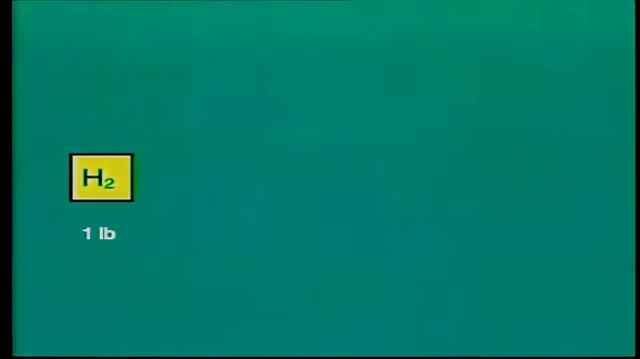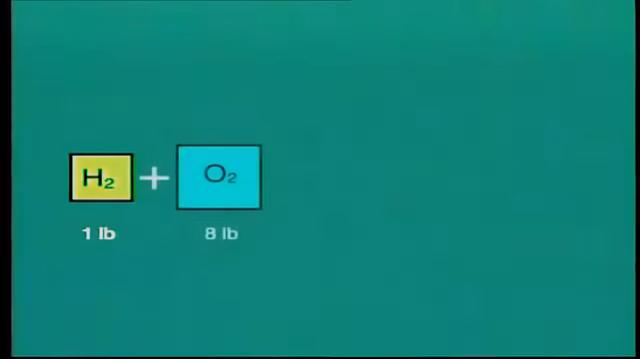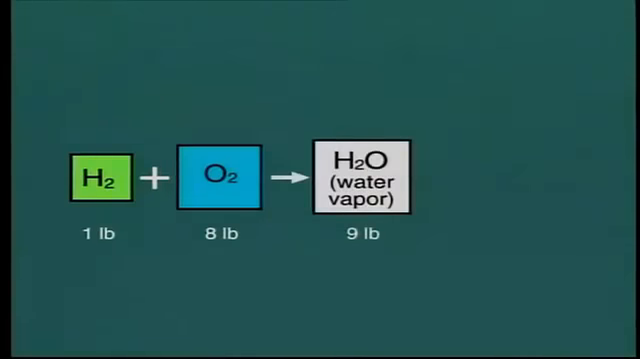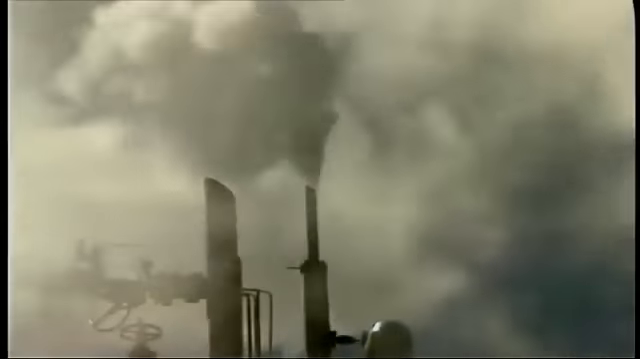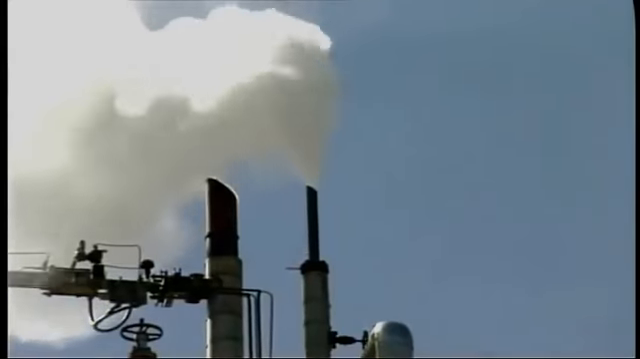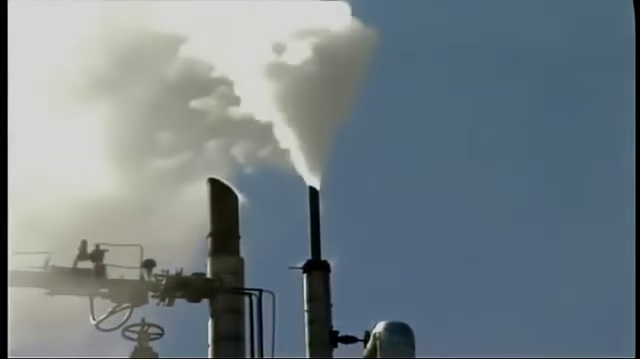Now let's look at the combustion of hydrogen. In this case, for each 1 pound of hydrogen, indicated by the symbol H2, we need to add 8 pounds of oxygen. And this combination produces 9 pounds of H2O, that is, water. Actually, this water will be in the form of vapor because the temperature inside the furnace and all the way through to the chimney is way above the boiling point of water, 212 degrees Fahrenheit.